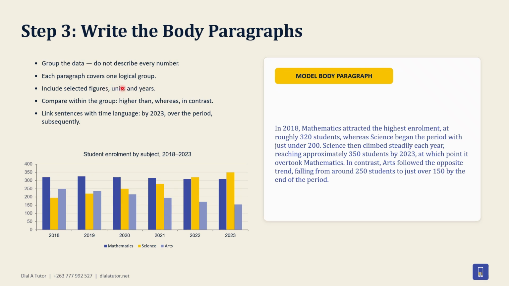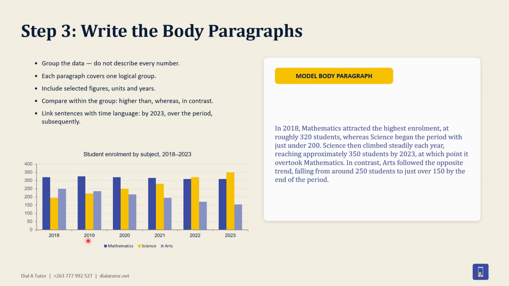Maybe you can talk about the decline and those that increased. So for example, include selected figures, units and years. Also compare within each group: at first, higher than, whereas, in contrast. So we can compare within each group. We can group the subjects, for example mathematics, or you can group according to years. But in this case we can say, for instance, mathematics remained almost the same. The enrollment for mathematics was mostly the same throughout, above 300, whereas science enrollment, we are going to look into this.